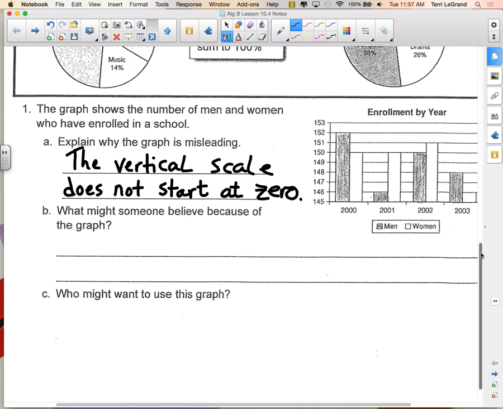Well, sometimes there's more men than there are women, and other times there's more women than there are men. So maybe we should try to think of something else that we could show. Because, yeah, that is what's happening. Sometimes there's more men enrolled than there are women, and vice versa. But what does this graph make it look like? Do you think you have something? In 2000, there are more men in 2000.